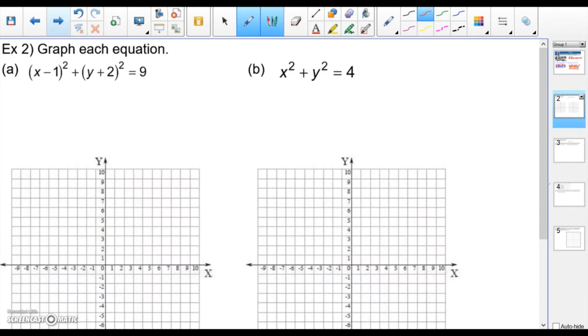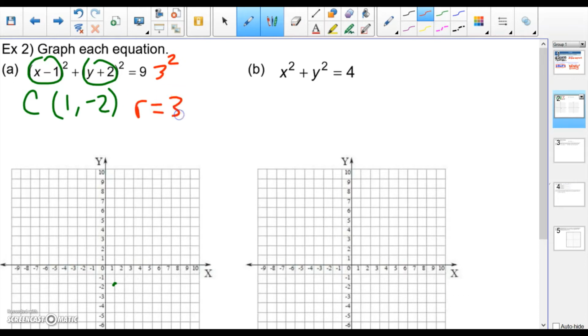Example 2 says graph the equation. What you're going to want to do is find the center and the radius. So you look at the center and basically you're looking for what makes this 0. So that's 1, negative 2. So the center of this circle is going to be the point 1, negative 2 right there. Now you're going to look at the radius, and the radius is going to be 3 because 3 squared makes that 9 in the equation.